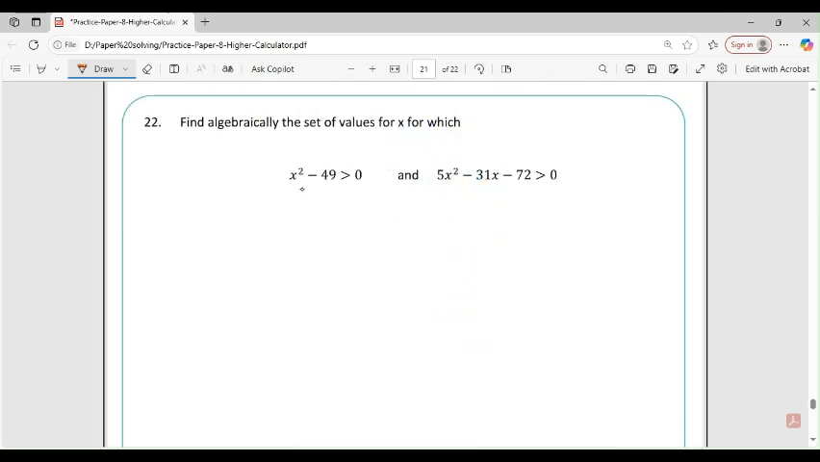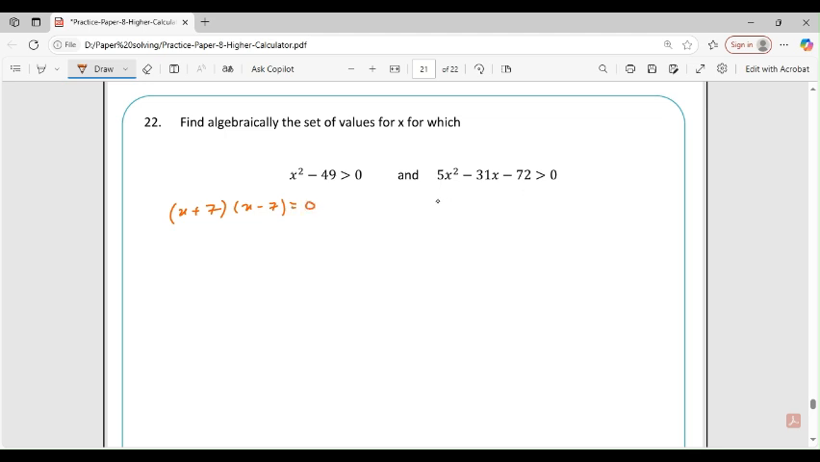Number 22 says: find algebraically the set of values for x for which x squared minus 49 equals 0 and 5x squared minus 31x minus 72 is greater than 0. Now we know very well x squared minus 49 should give you x plus 7 and x minus 7. These are the two factors of x squared minus 49.